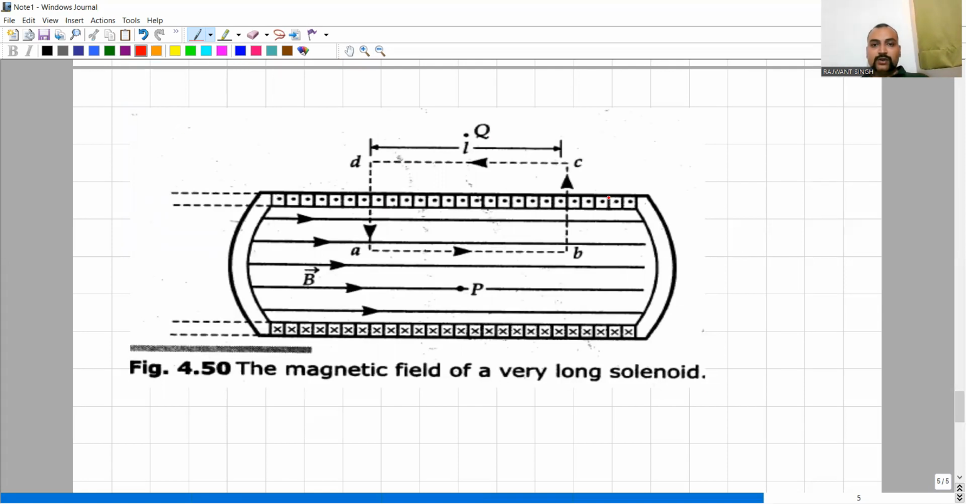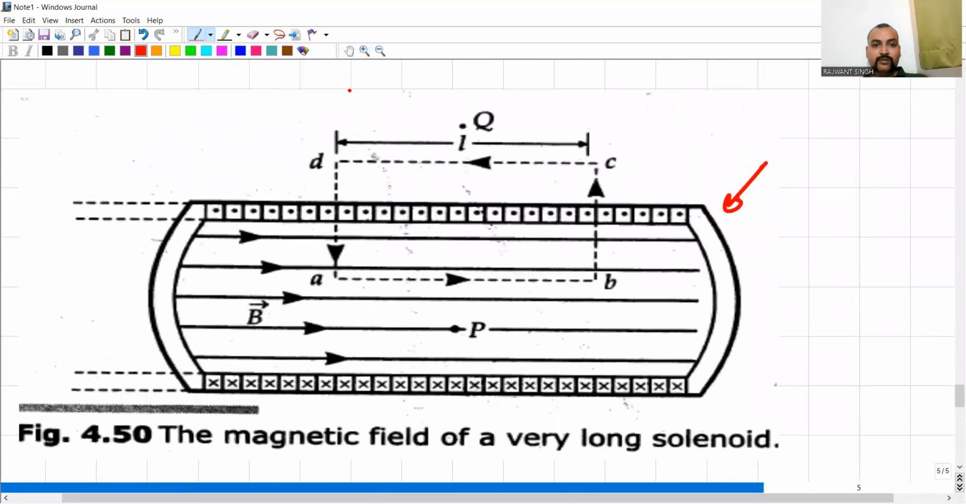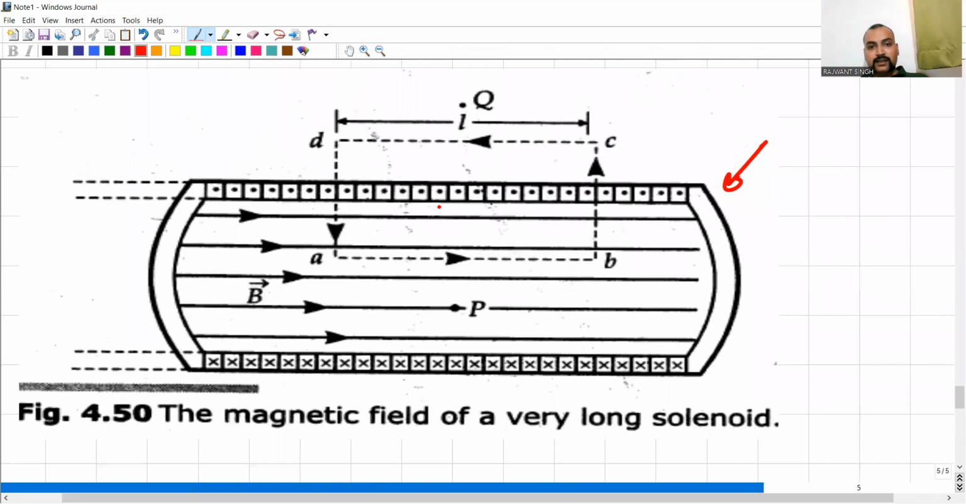Now, look at this diagram very carefully, because this is what you have to draw in your board exam. You have to draw this. First, see this part here. You can see these dots here. So these dots represent the current which is coming out of the plane, and here you can see these crosses would represent current which is going into the plane. So it means that the current is actually coming out like this and going into the plane. So this is what the direction of the current is.